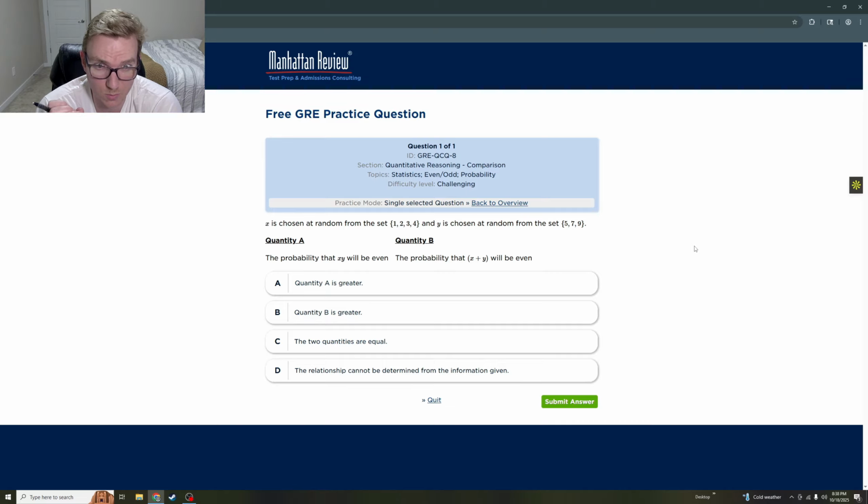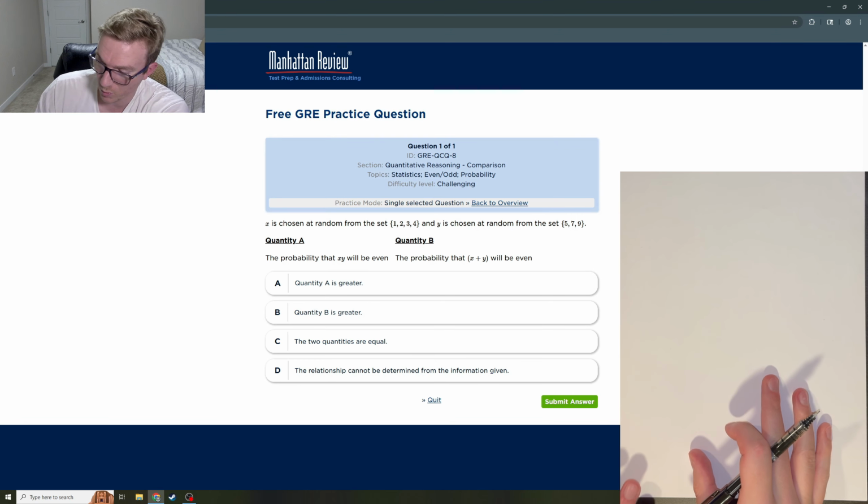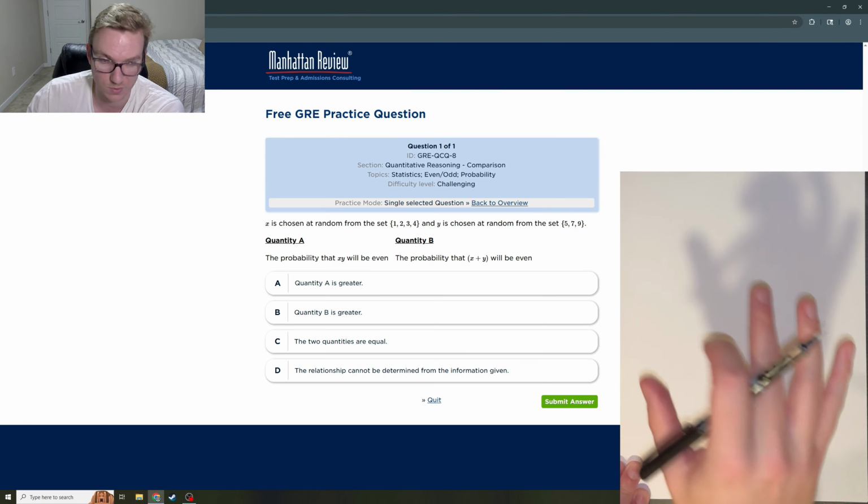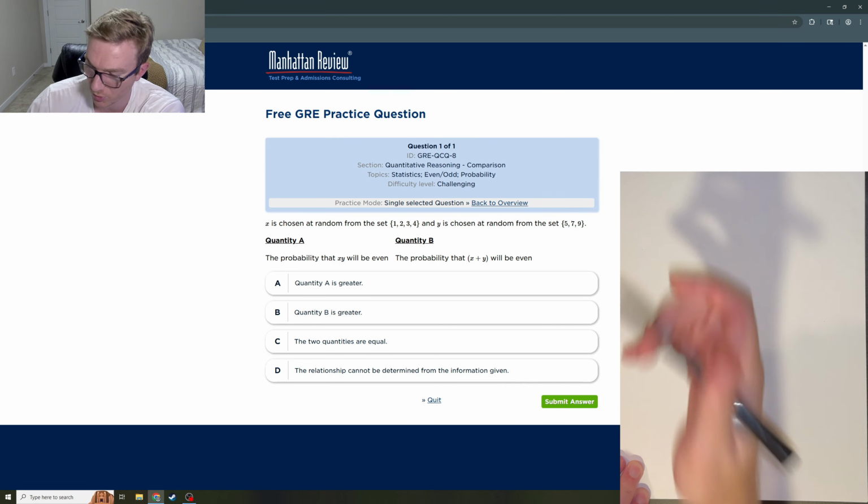Now here's the interesting one. The probability that x plus y will be even. Well, if one of the numbers is odd, the only way that you can get their sum to be even is if the other one is odd as well. And the way that you can show that real quick is, we'll kind of do this. This isn't math that you would be doing, but just to show you.